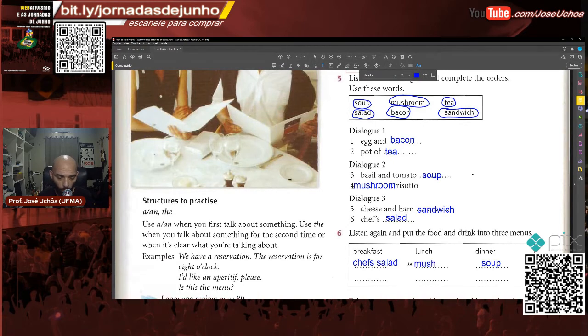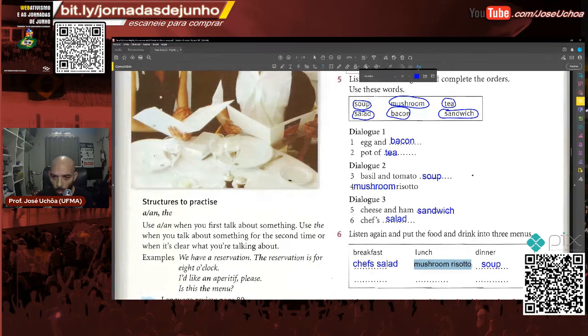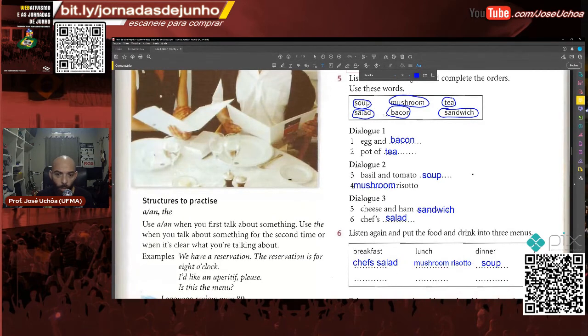So, mushroom risotto. Let's put this font smaller. The mushroom risotto. Let's try to make it smaller. All right. Again, with the mushroom risotto. Now, the egg and bacon. Yes, as you already know, North Americans and British people normally have it for breakfast, egg and bacon.